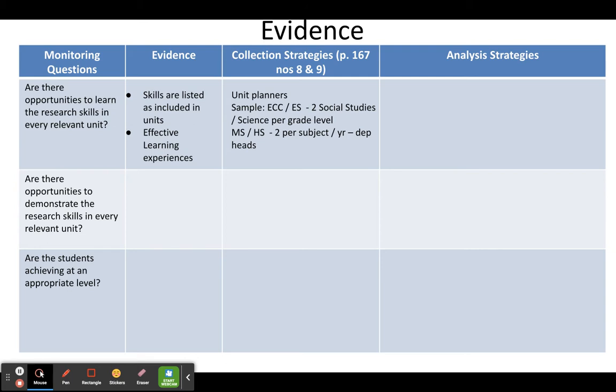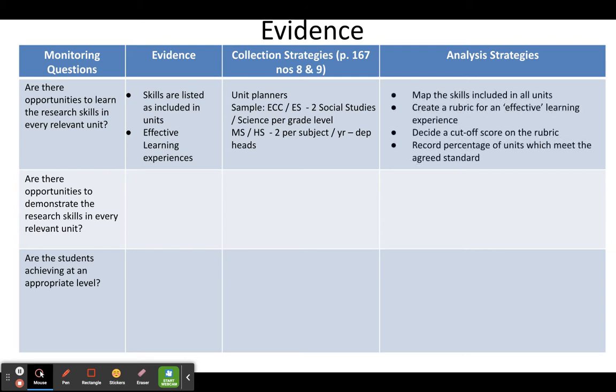And we need a way to analyze that data once we've collected these unit plans. So perhaps what we do after we've mapped the skills, perhaps we create a rubric for an effective learning experience, an experience that we consider would actually give an effective opportunity for students to learn these particular skills, or these types of skills. We decide a cutoff score on that rubric, and we simply record the percentage of units which meet that cutoff score.